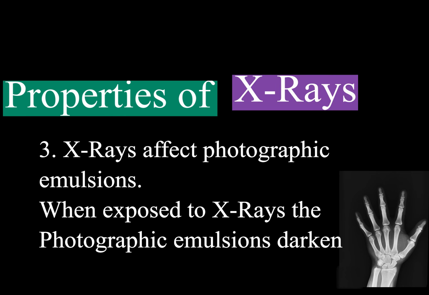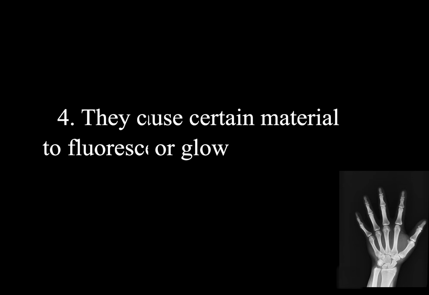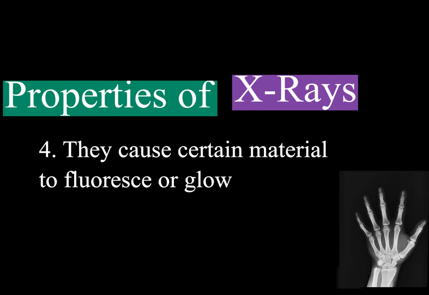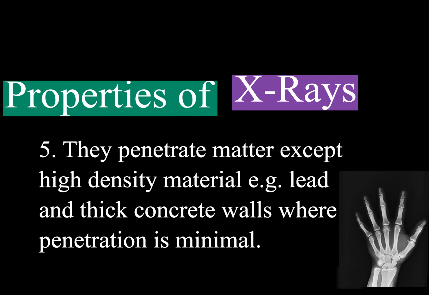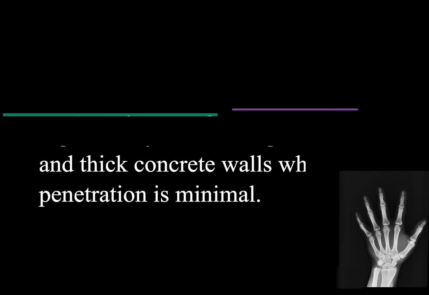X-rays affect photographic emulsions. When photographic emulsions are exposed to X-rays, they darken. X-rays cause certain materials to fluoresce or glow. X-rays penetrate matter, except high-density materials where penetration is minimal, e.g. lead and thick concrete walls.